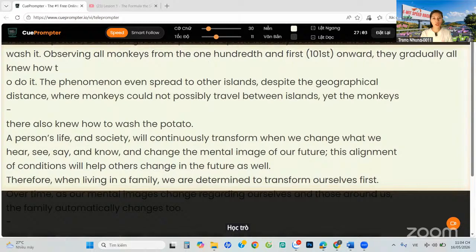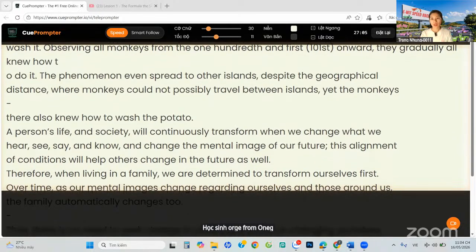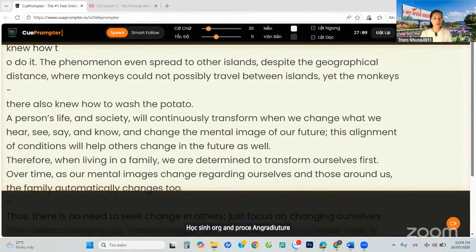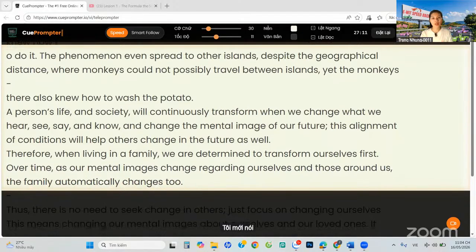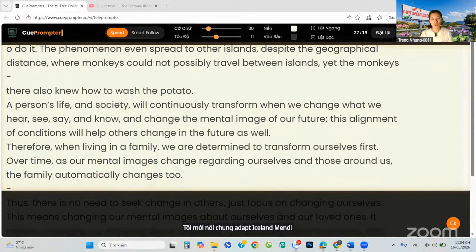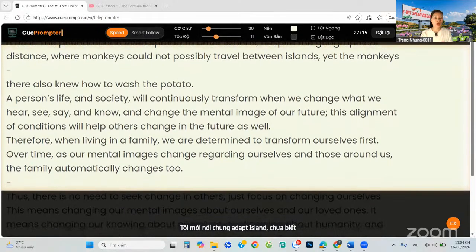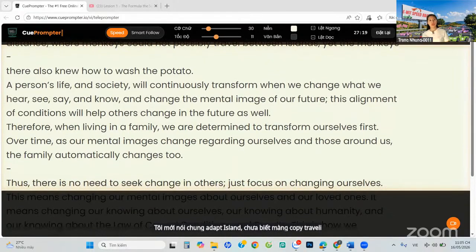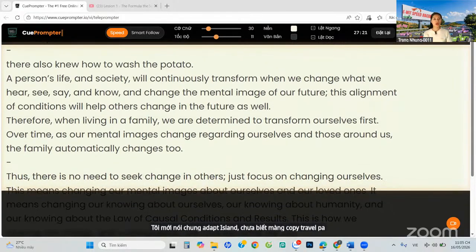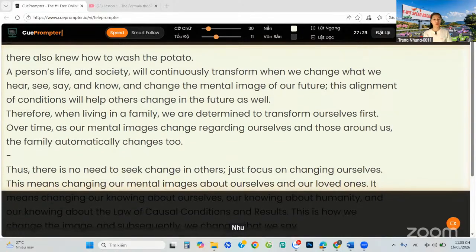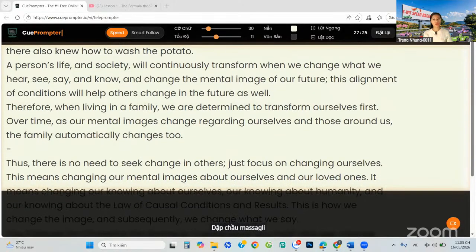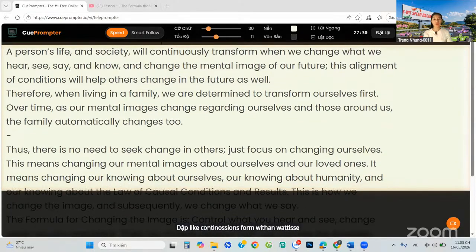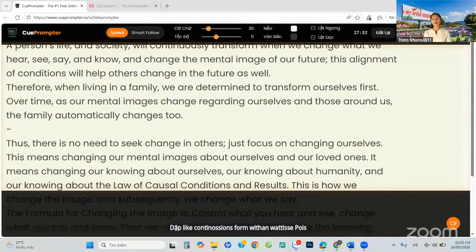Observing from the 101st one, all gradually knew how to do it. The phenomenon even spread to other islands despite the geographic distance, where monkeys could not possibly travel between islands. Those monkeys also knew how to wash the potato. Personal life and society will continuously transform when we train what we hear, see, say, and know, and train the mental images of our future.